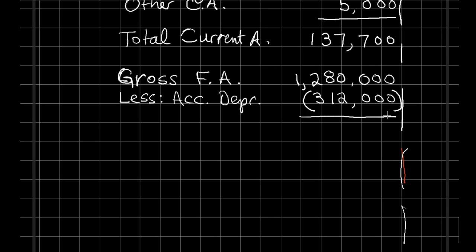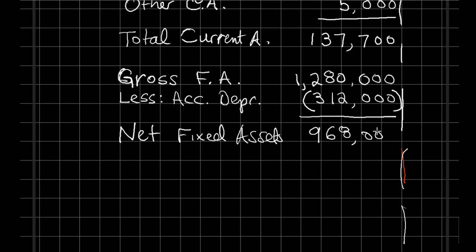Now the total of these two, or we would say difference because of the brackets here, will give us our net fixed assets. Fixed assets are things like buildings and equipment. So the difference between the two will give us $968,000.